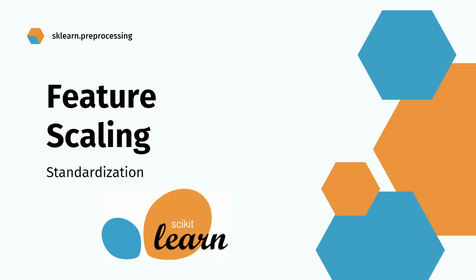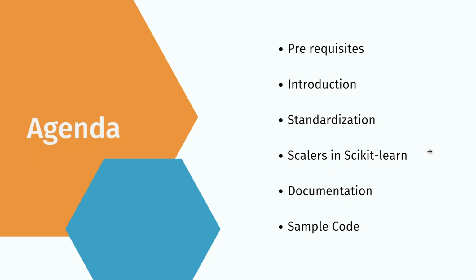Hello everyone. So today we are going to talk about feature scaling in the Scikit-learn library. Specifically, we are dealing with the pre-processing module, and in this video we are going to see standardization. So the agenda for this video is prerequisites, introduction, standardization, an introduction about it, then scalers in Scikit-learn, documentation, and then we'll be seeing a sample code.